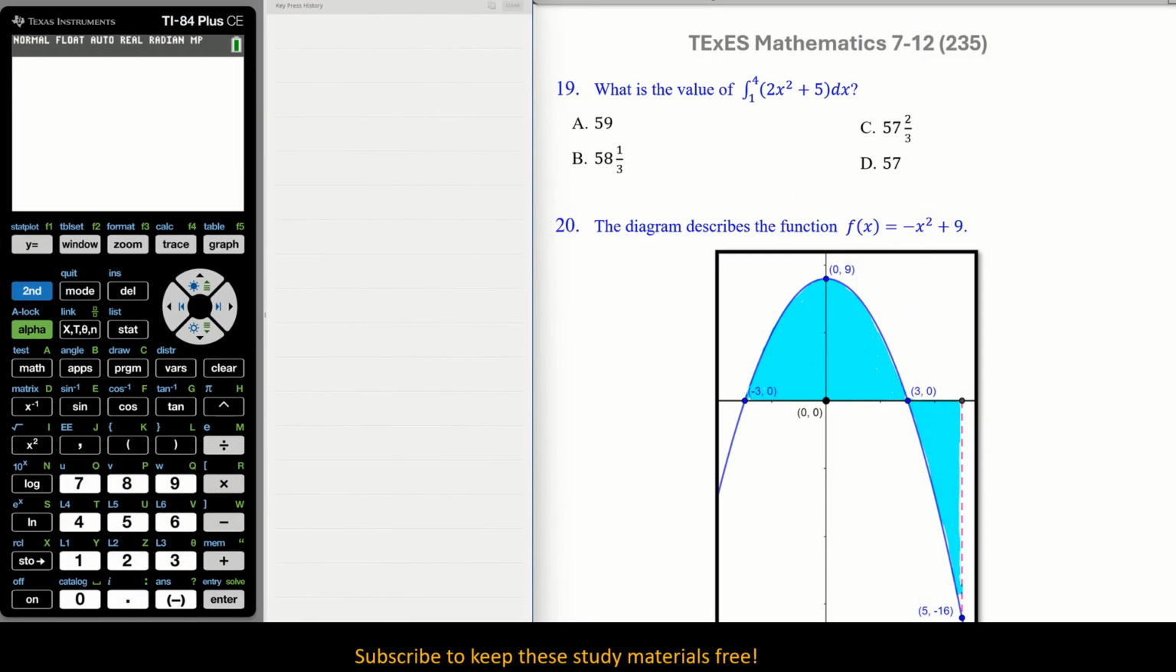Number 19, what is the value of this integral? Okay, the integral goes from 1 to 4. So let's put this in the calculator and we can get a value very, very quickly. I really like these kind of questions, okay?